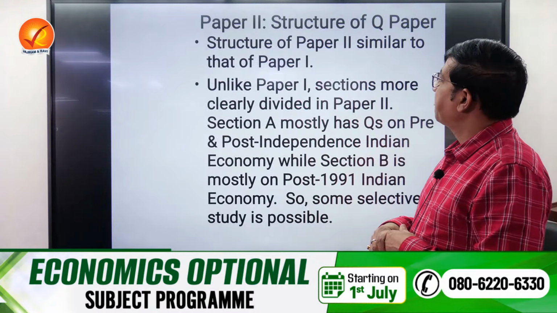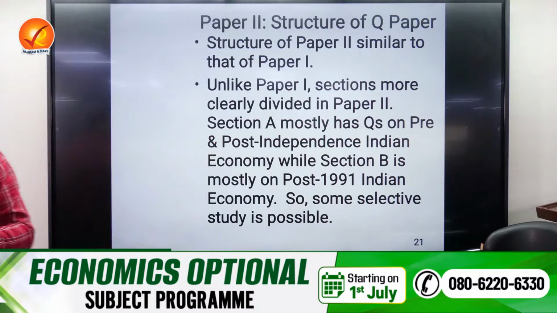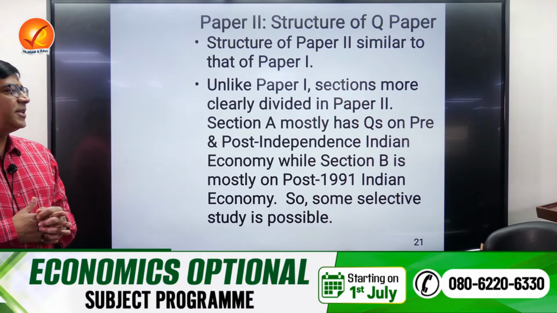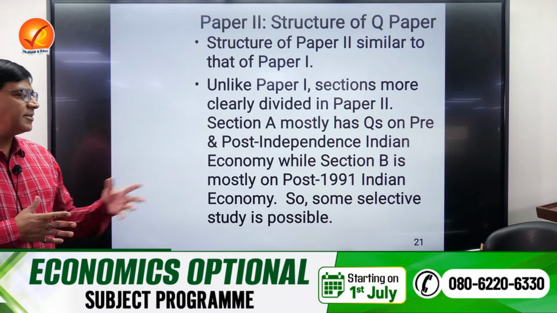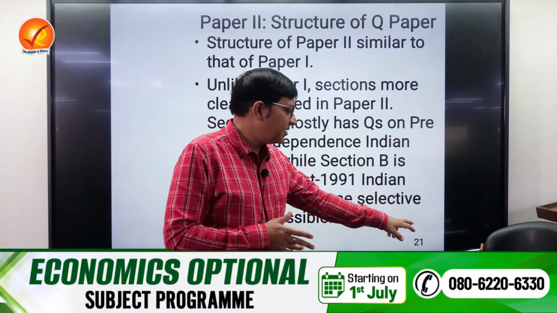The structure is somewhat similar, but still I've given it here, similar to paper 1. Again, two sections, A and B. I told you this actually. A is mostly on pre and post independence, B is mostly on post 91. So this is like a repetition.